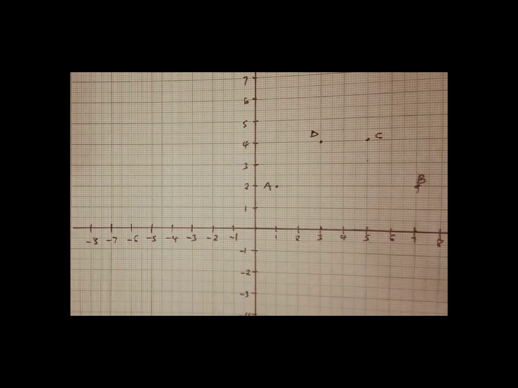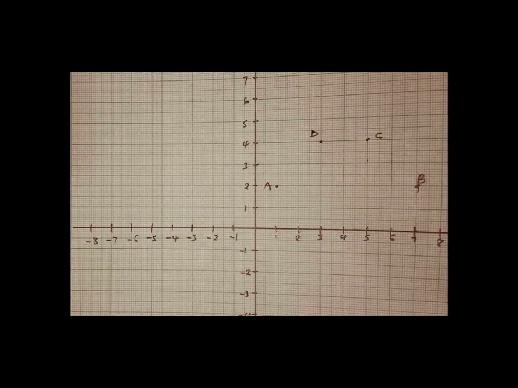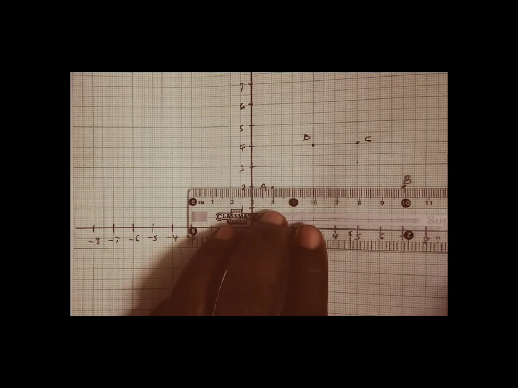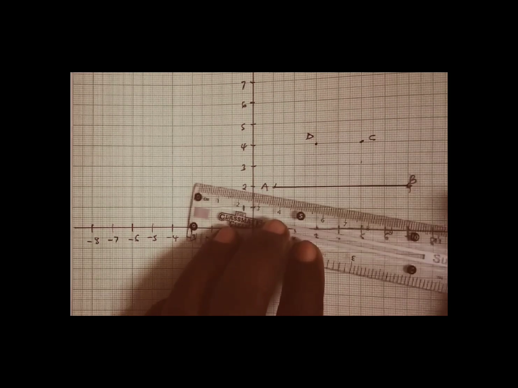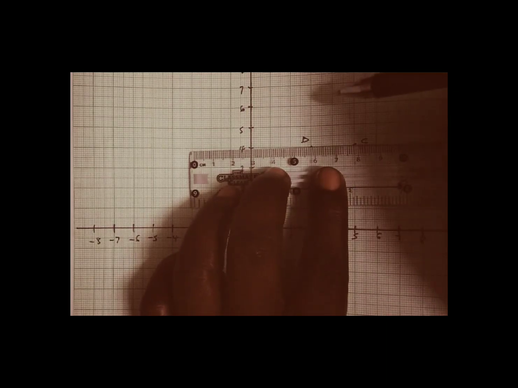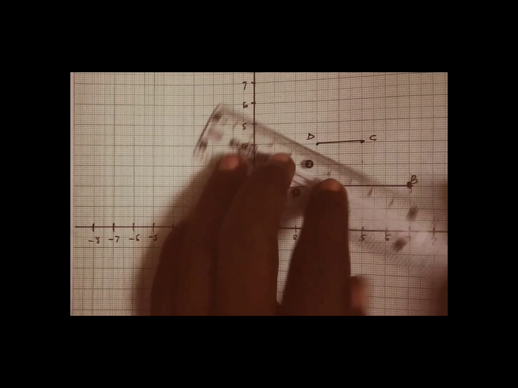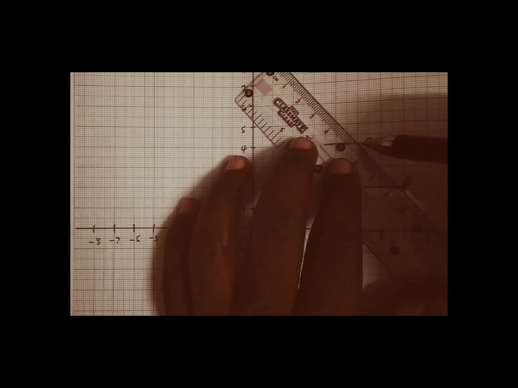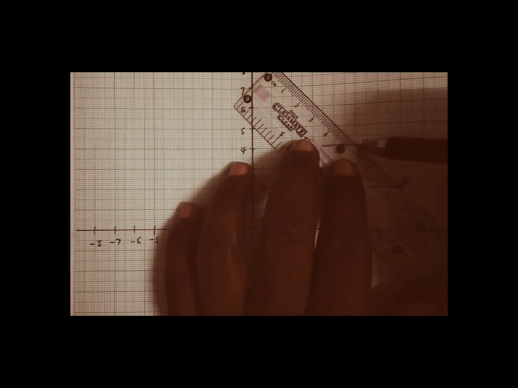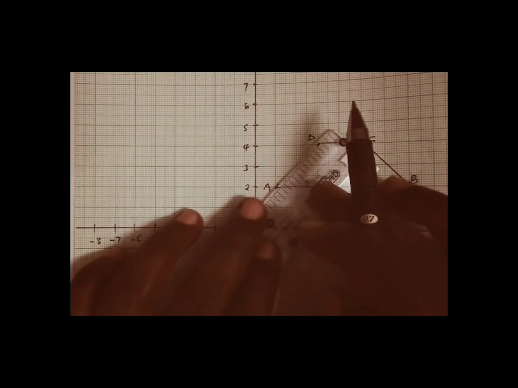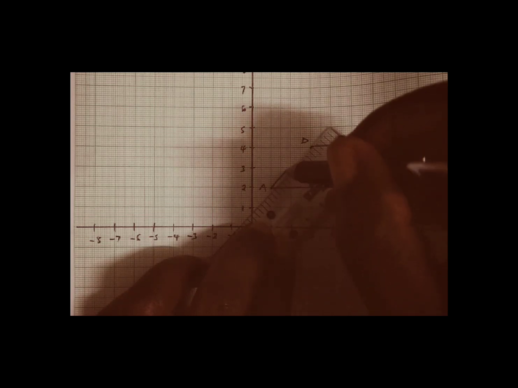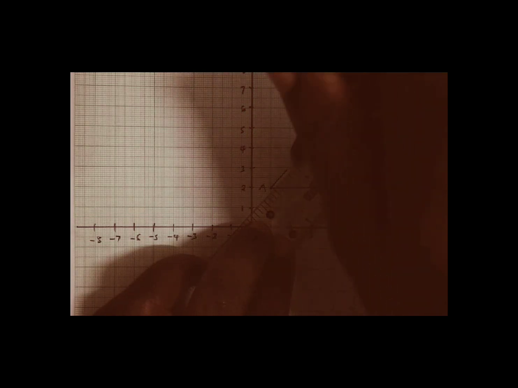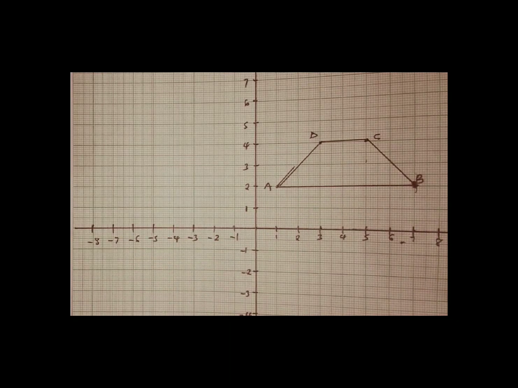And by so doing now, we join all these 4 points for us to get our figure ABCD. So we join A to B. We join DC like this. Then C is joined to B like this. And of course, we join A to D for us to have our figure.